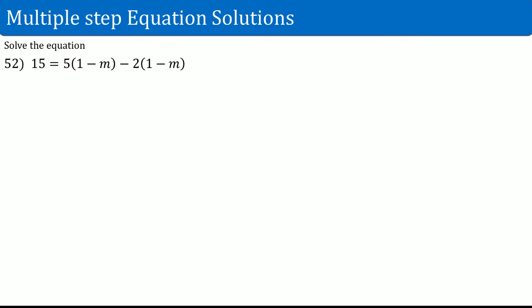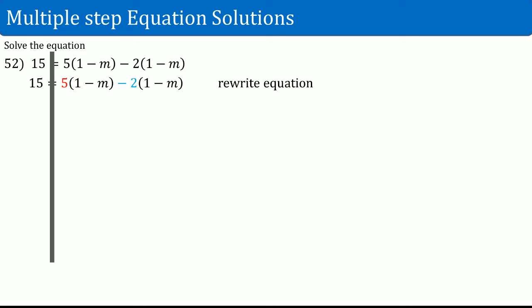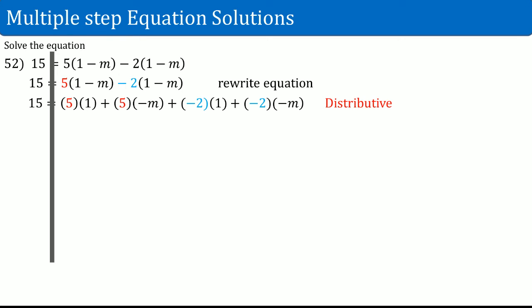52. You have 15 equals 5 parentheses 1 minus m, close the parentheses, minus 2 parentheses 1 minus m, close the parentheses. Always rewrite the equation and draw the line straight down. We have 2 parentheses, that's why I color coded differently. Watch the distributive property. Notice that it is 5 times 1 as well as 5 times negative m. Be very careful.